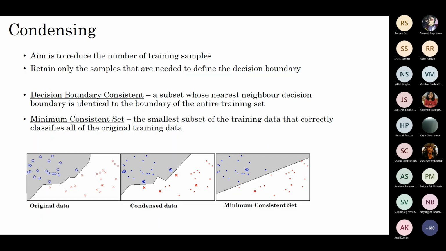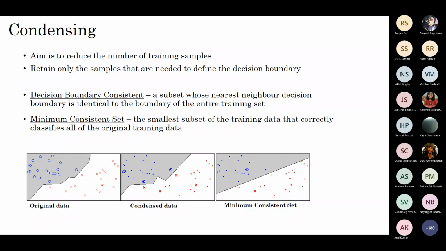One is called the decision boundary consistent set. What is that? It is a subset of samples whose nearest neighbor decision boundary is identical to the boundary of the entire training set. If you use those samples, the decision boundary generated by them is equivalent to the decision boundary of the entire set. And the minimum consistent set is the smallest such subset, the smallest number of examples that you can take which will give the decision boundaries. That's what we do.